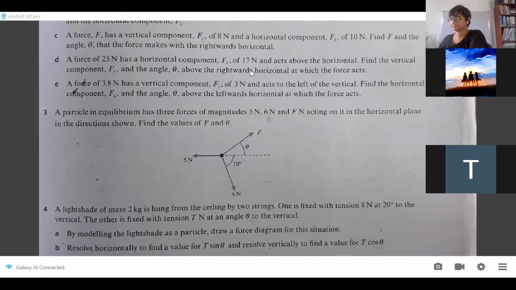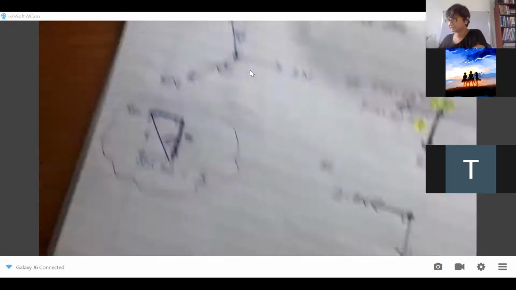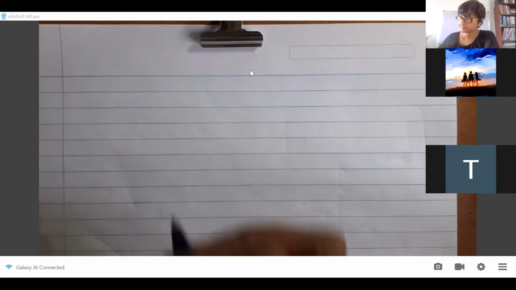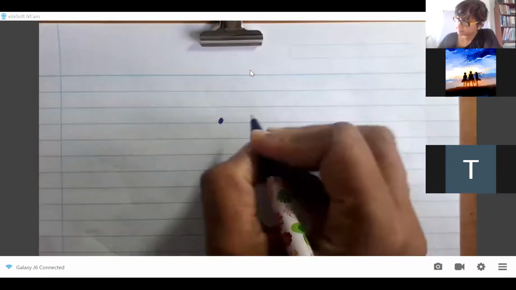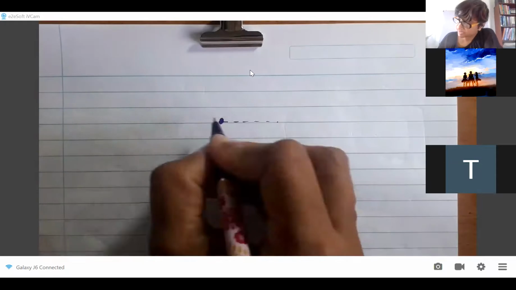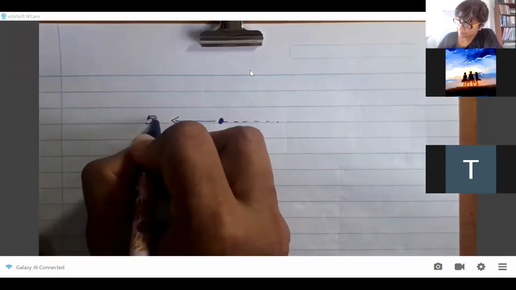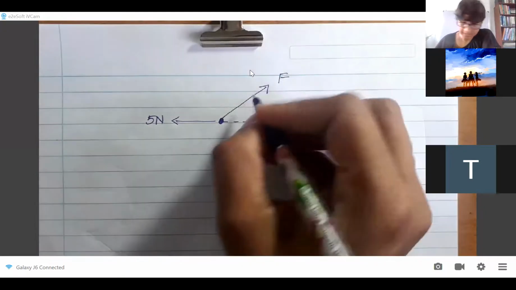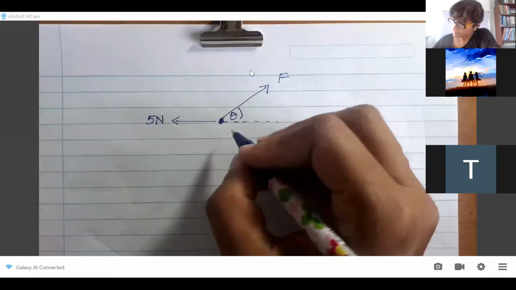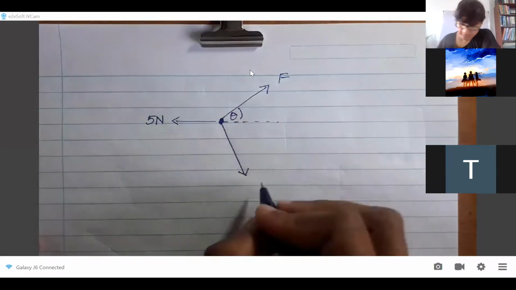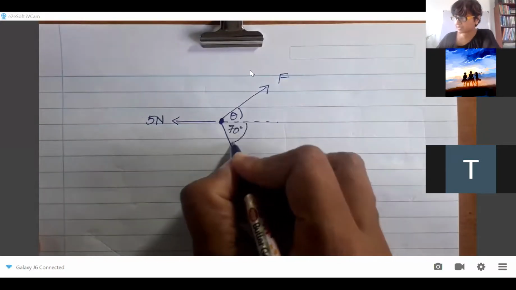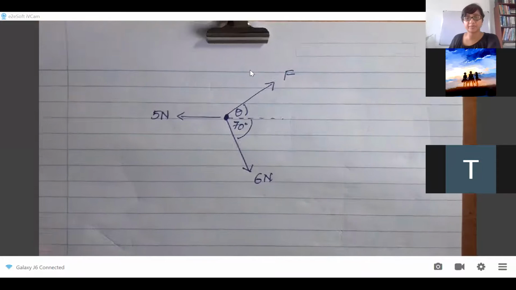Okay, miss. So I will draw the diagram here. Here's what you had, a point object, 5 newtons this way, some F force that way. This angle is theta, and a force this way, 6 newtons. This is 70. Okay, it's given that this is in equilibrium.